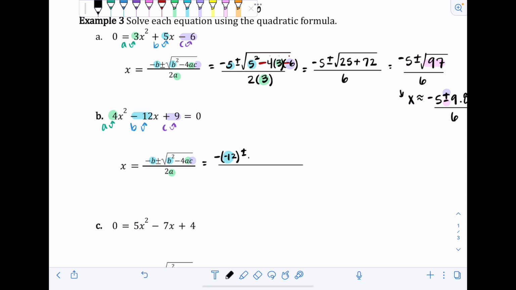And then plus or minus the square root of b squared. So b would go right there, and then we've got to square it. So b is negative 12. So negative 12 squared minus 4 times a, which on this one, a was 4, times c, which was 9. And then all over 2 times a, so 2 times 4.